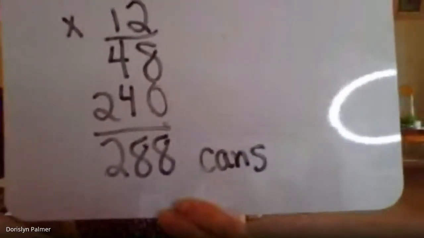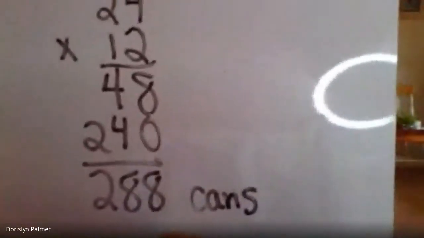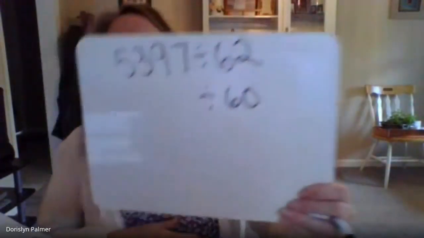Okay, and Bernadette, would you read number 5? What is the best estimate for the quotient? So it's 5,397 divided by 62. Okay, so the first thing I want you to think about, Bernadette, is 62. Round that to the nearest 10. So we're going to make 62 close to, since we're estimating, 60. Good. That's the first thing we want to do.